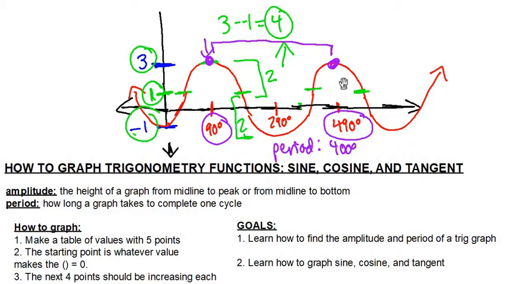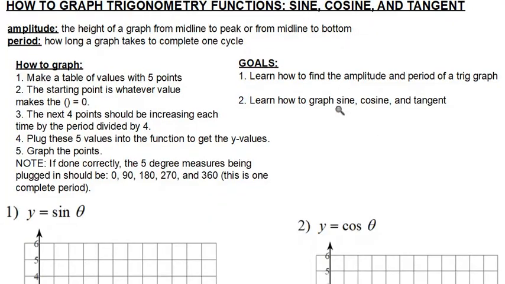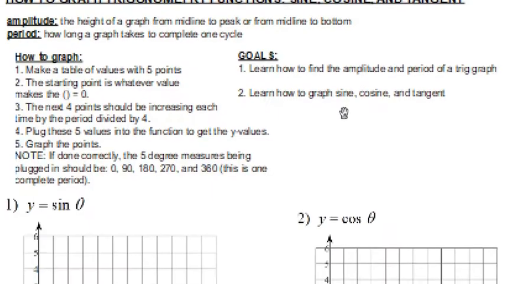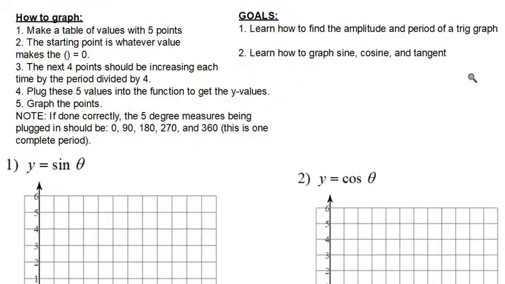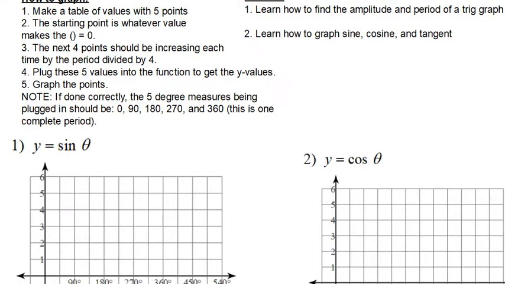So with those ideas in mind, our goal here is to learn how to find those things just by looking at an equation, and then we will use those to graph. So here's our strategy. It's kind of 5 main steps. We start by making a table of values, and this is true for many functions that we've graphed. We've started out by making a table of values, so we'll do that to begin.